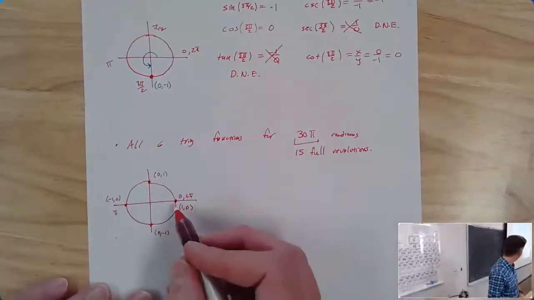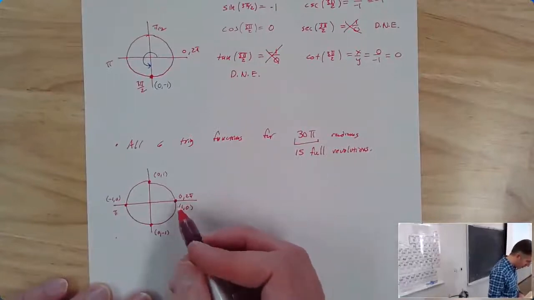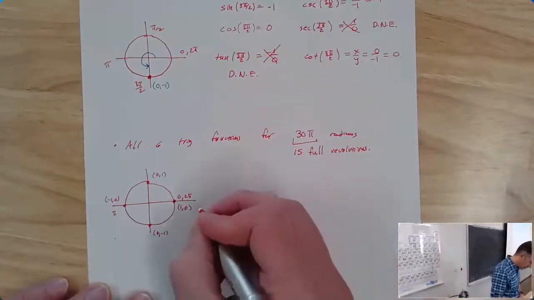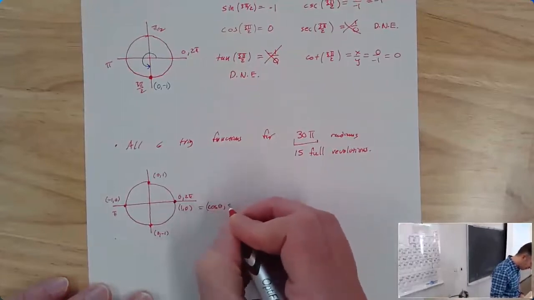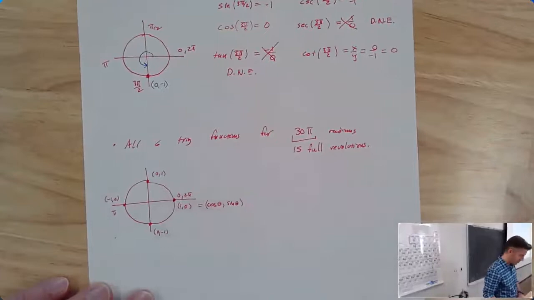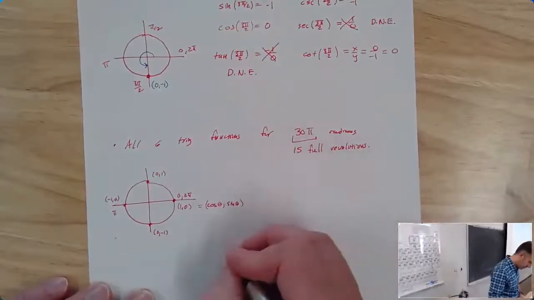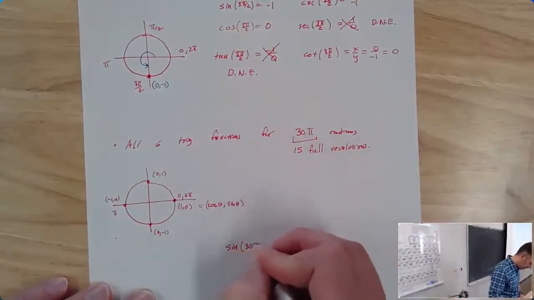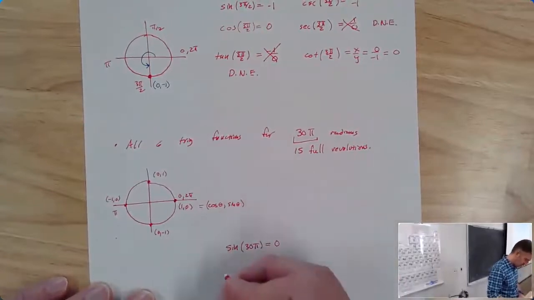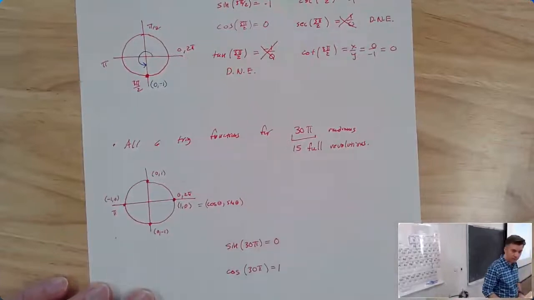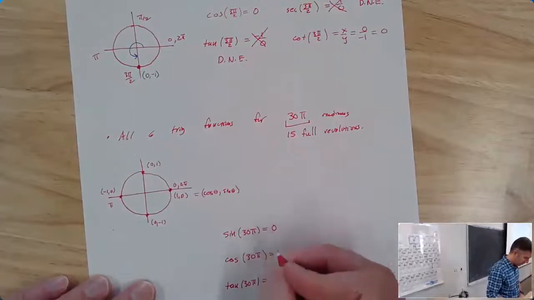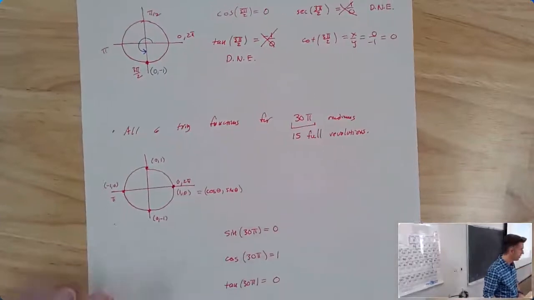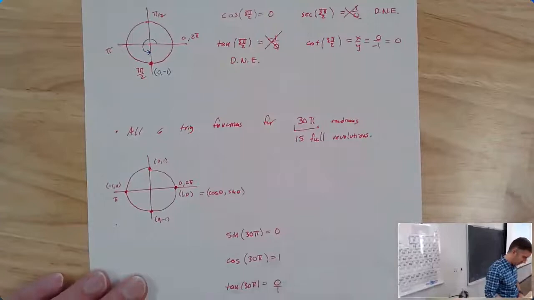Once we know we're right there, the coordinate there is (1, 0), meaning the cosine value is 1 and the sine value is 0. So sine of 30 pi is 0 and cosine of 30 pi is +1. And tangent of 30 pi is 0 divided by 1, which is 0. I should probably write that out: 0 divided by 1 equals 0.